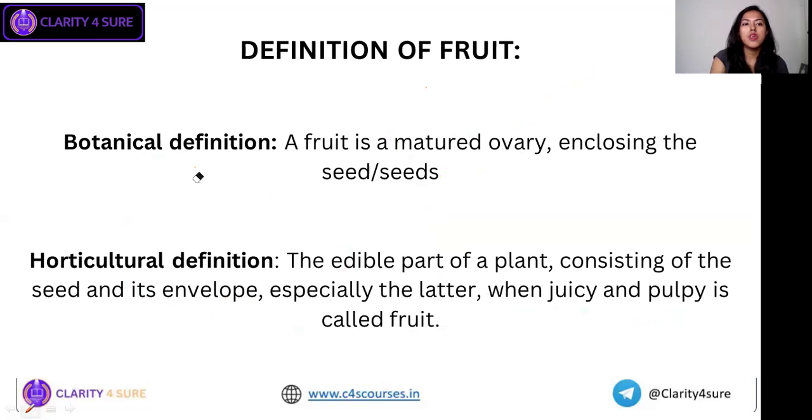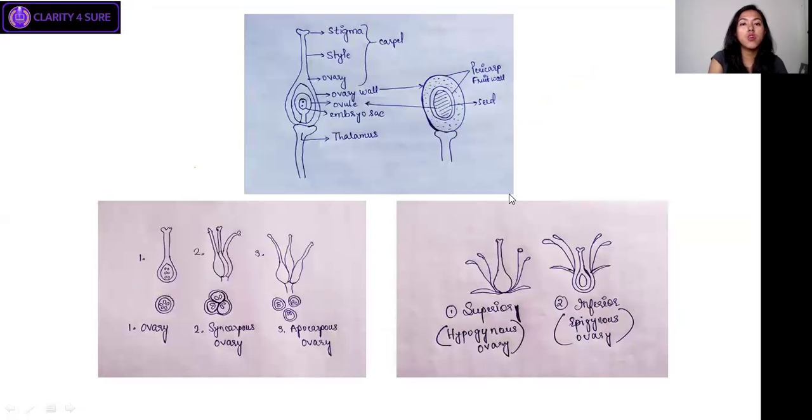All right. Now I want to discuss two, three important concepts related to the ovary and to fruits. First, I want to talk about the different types of ovary.